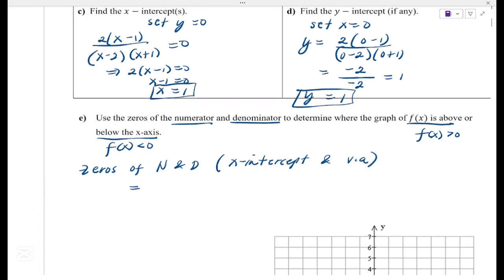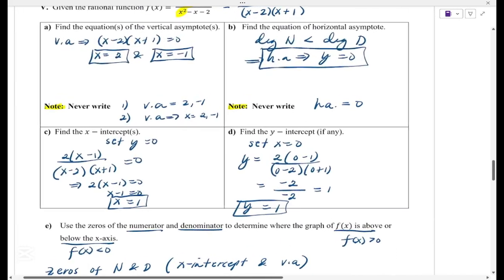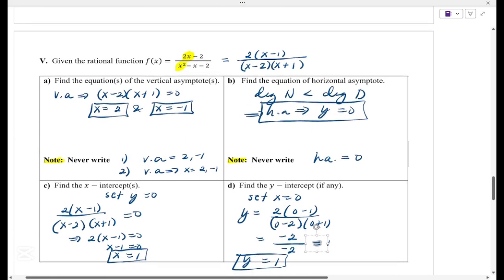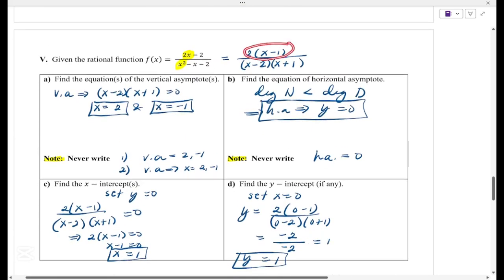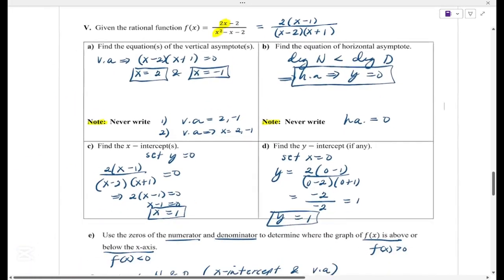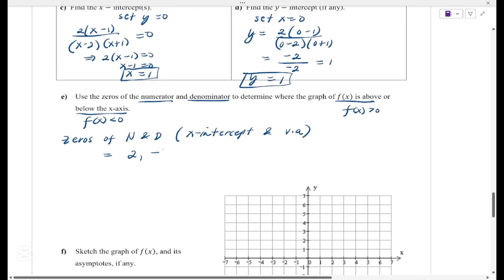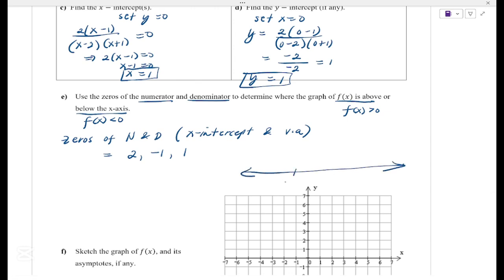And they are, so we will just collect the vertical asymptotes with 2, minus 1, and 1. So these are the zeros of the numerator, which is 1, and the zeros of the denominator, which are 2 and minus 1. So 2, minus 1, and 1. So let us write this on the real number line. Minus 1 is the smallest, then next is 1, then 2.